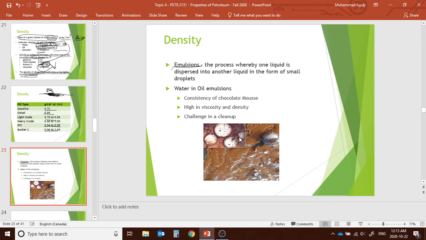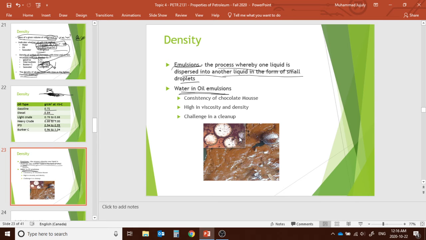Emulsions are a process where one liquid is dispersed into another liquid and forms small droplets. That means they do not react, however, but they are emulsified. For instance, paint is an example of emulsification. Water and oil don't mix with each other, but however they can make an emulsification.